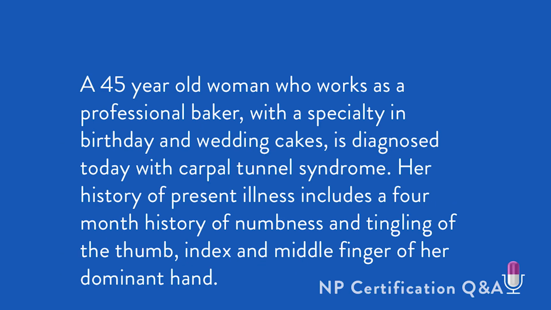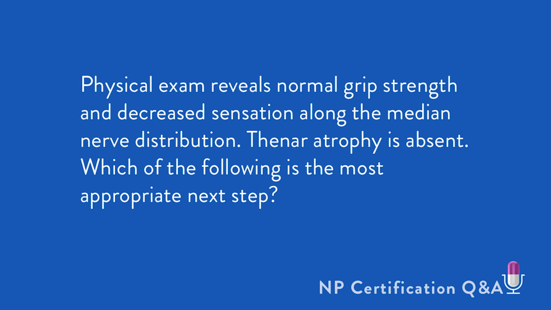A 45-year-old woman who works as a professional baker with a specialty in birthday and wedding cakes is diagnosed today with carpal tunnel syndrome. Her HPI includes a 4-month history of numbness and tingling of the thumb, index, and middle finger of her dominant hand. Physical exam reveals a normal grip strength and decreased sensation along the median nerve distribution. Thenar atrophy is absent. Which of the following represents the most appropriate next step? So keep in mind what her physical exam findings are. Are we talking earlier or later disease?